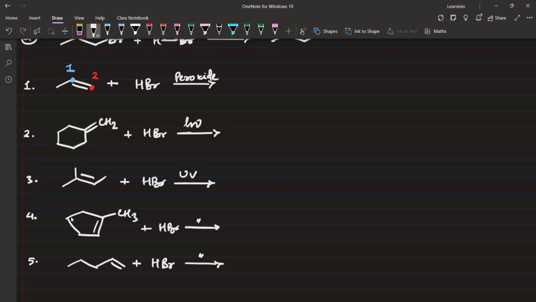Yeah, correct. In the first one also, you have to tell me which one is the major product. The first one is a major product, the other one is a minor product, in the presence of peroxide. Yeah, very good. About the 2, 3, 4, 5, send it once again.